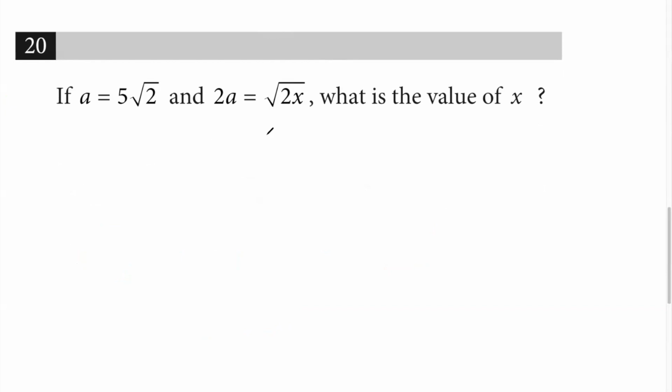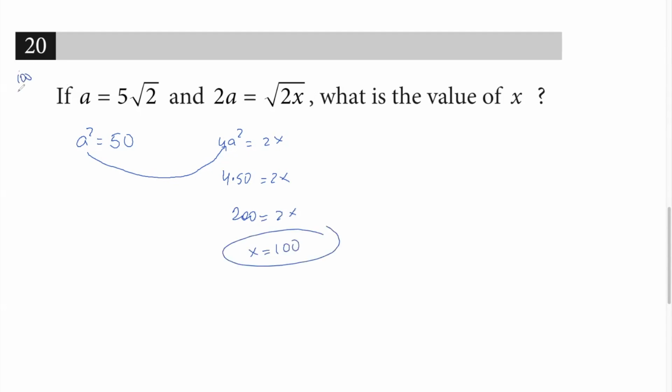Question number 20, which is really easy. A is 5 square root of 2 and 2a is square root of 2x. What's the value of x? Look, if we square both sides, we will get a squared is 25 times 2, 50. And if we square both sides, it is 4a squared is 2x. We just need to substitute a squared here. 4 times 50 is equal to 2x. That is 200 is equal to 2x, and x is 100, which is our answer.